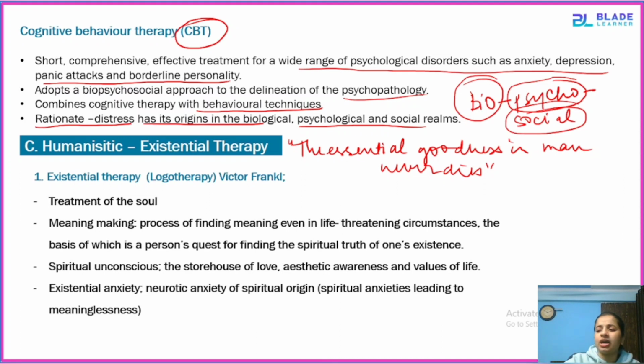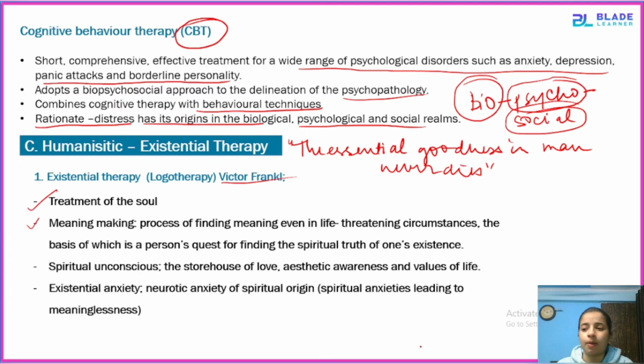They say that regardless of how grave a crime a person commits, they can always come back from it and be the good person they always started with. So existential therapy, which is logotherapy given by Viktor Frankl, talks about treatment of the soul, the meaning-making process of finding meaning in life. Threatening circumstances can be dealt with, and on that basis a person quests for finding the spiritual truth of one's existence.